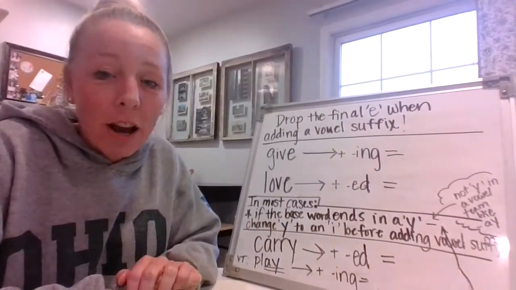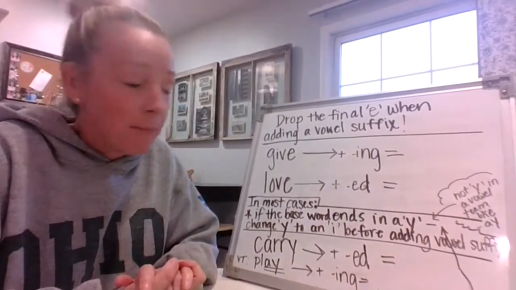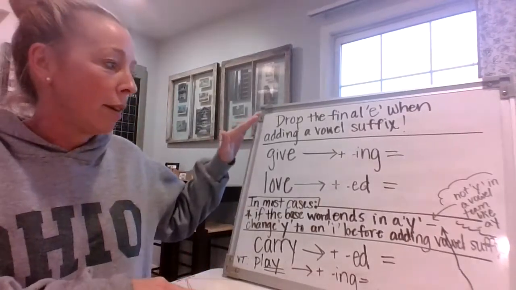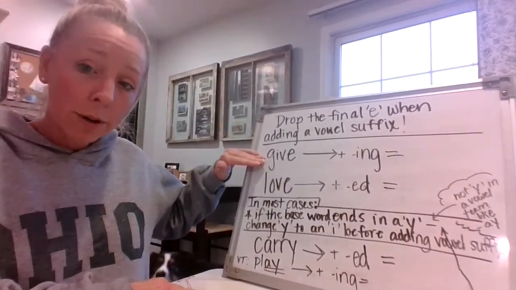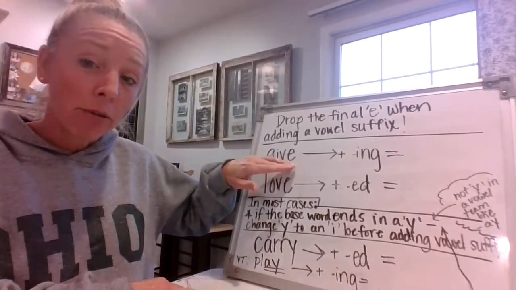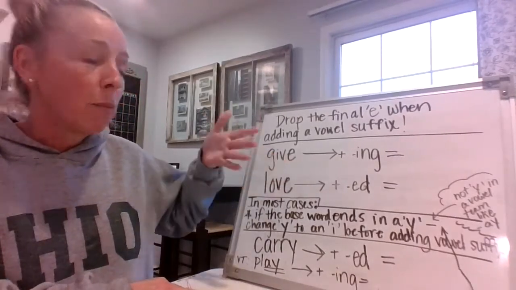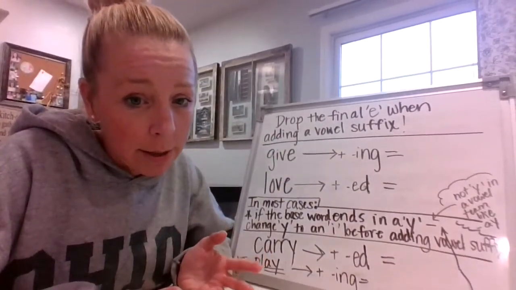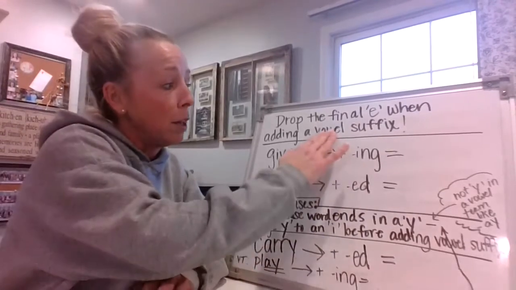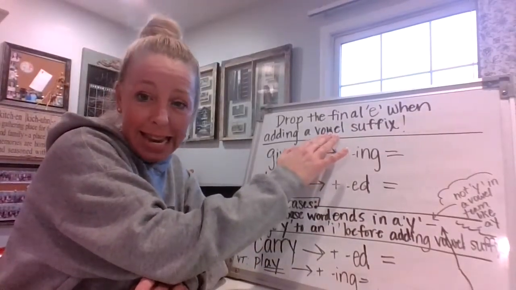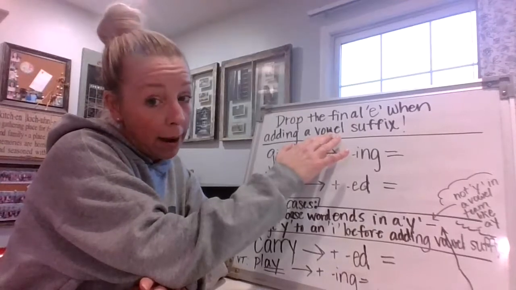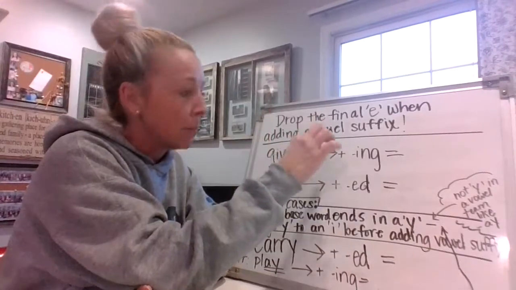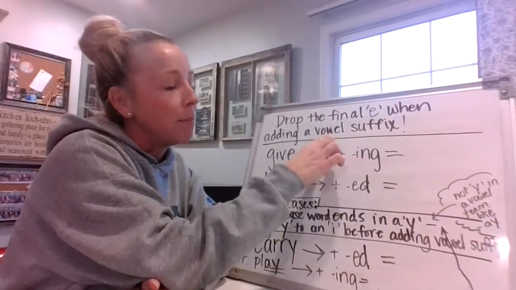All right, you guys, our phonics language arts lesson for today has to do with base words that end in a final E and what we do when we're adding a vowel suffix. What is a vowel suffix? Well, we know what our vowels are: A, E, I, O, U, and Y. Y is more often a vowel than it is a consonant, but it can be both, right?